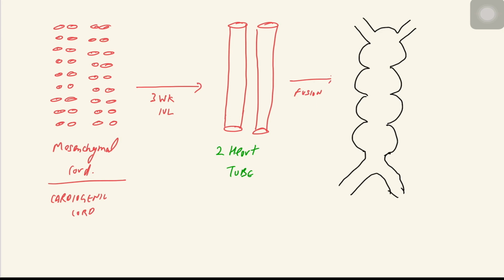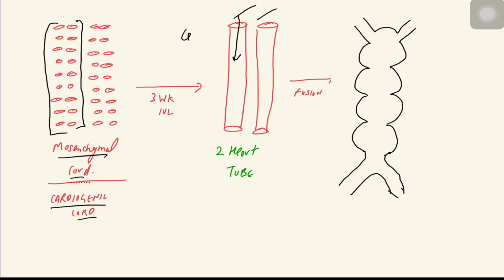So the mesenchymal cells arrange themselves in the form of longitudinal cords, known as the mesenchymal cords or the cardiogenic cords. Then these cells unite and form two tubes. Then canalization of these tubes takes place, and that leads to the formation of two heart tubes. Now these two tubes fuse together to form a single heart tube.